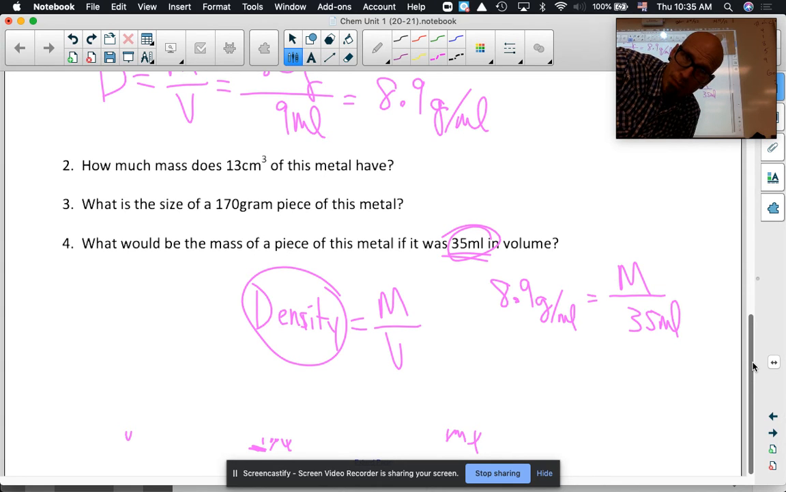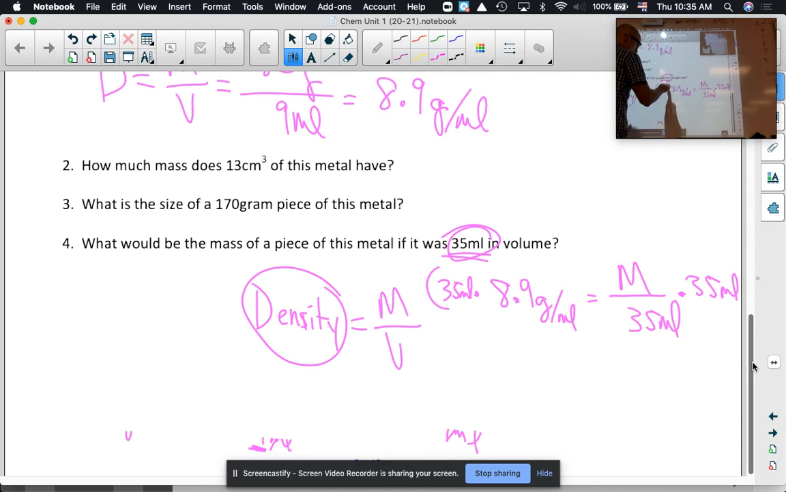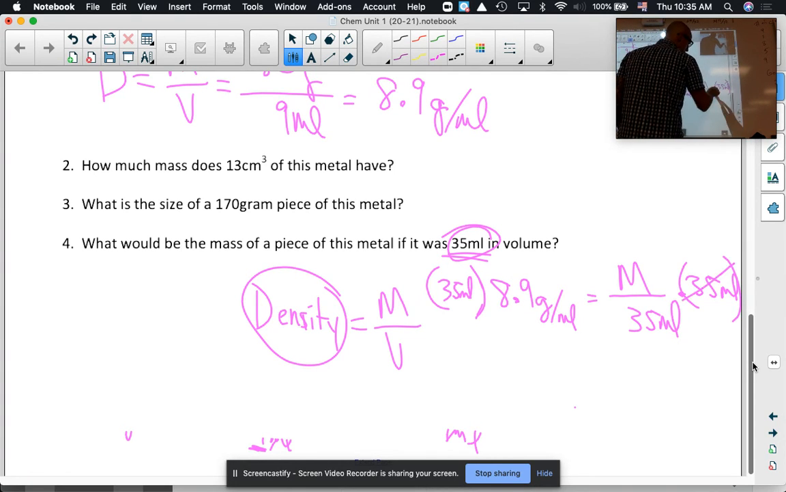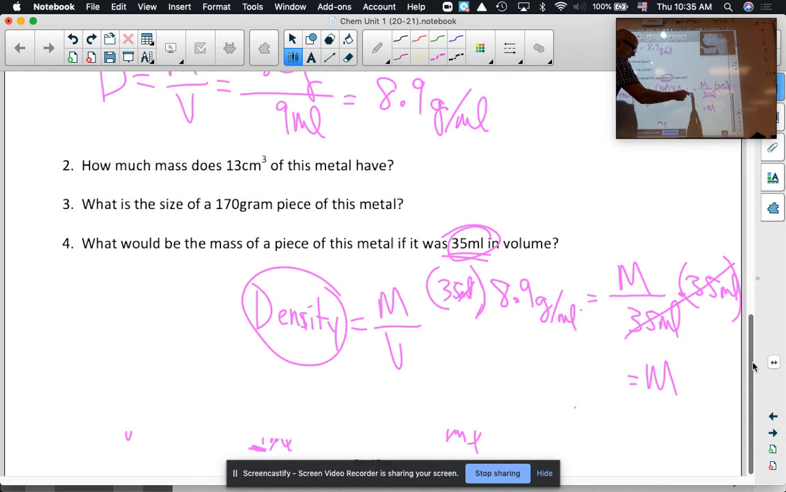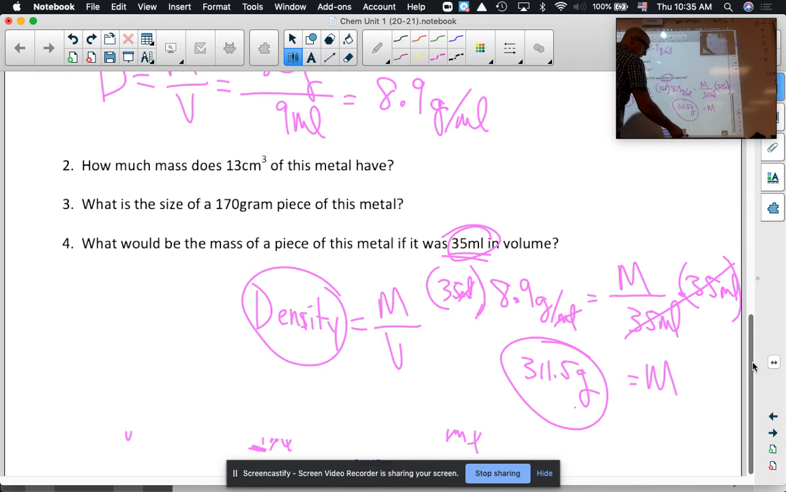So how do you get the m by itself? Because right now it's being divided by 35 mLs. So now you have to multiply by 35 mLs, the opposite operation, which then puts the 35 on the other side, because you got to do that to both sides. So times 35 mLs. I guess I can get rid of the dot if I put parentheses. Times 35 mLs. And so that cancels that one. And my m, that ml cancels the bottom ml, and I just get 311.5 grams as my answer.